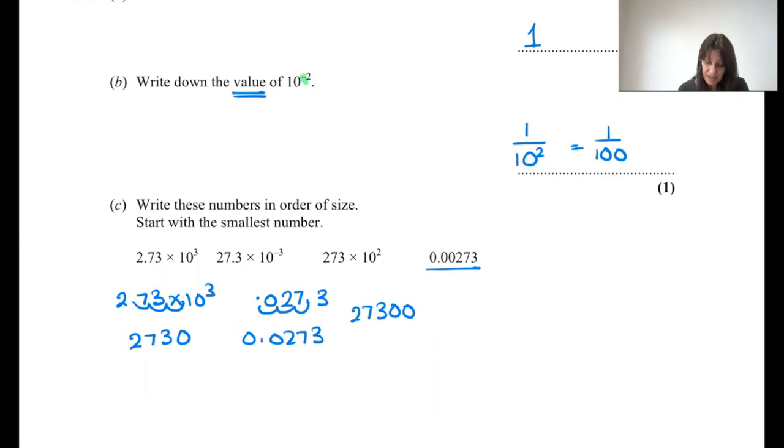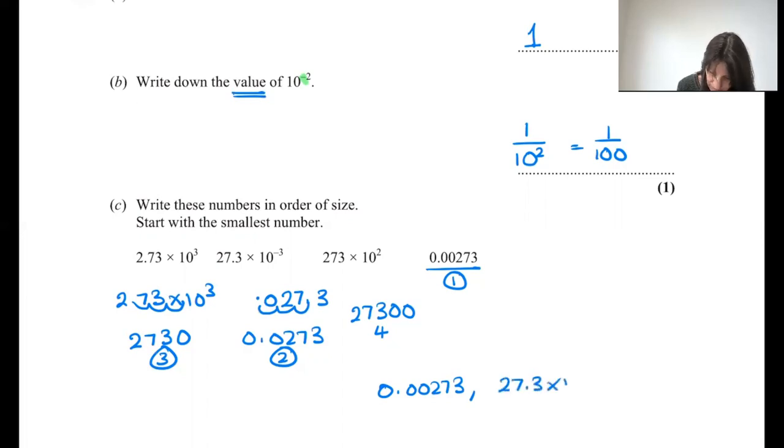So now it's just a case of comparing them. So the smallest is definitely that one. This is the next smallest, the next one, and that is my biggest there. So I would rewrite this in the order that I've just worked out. So I've got 0.00273. Then it is 0.027. But remember to use the numbers that they gave you originally. That's always a very good plan. Next one. I'm running out of room. Last one would be 273 times 10 to the 2.